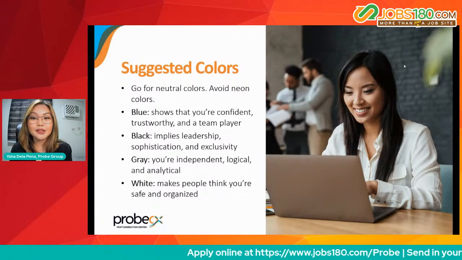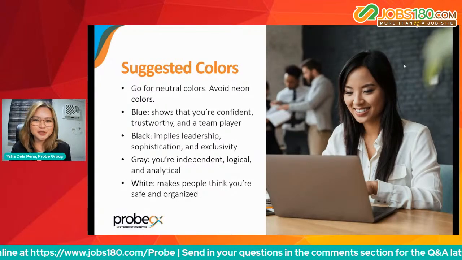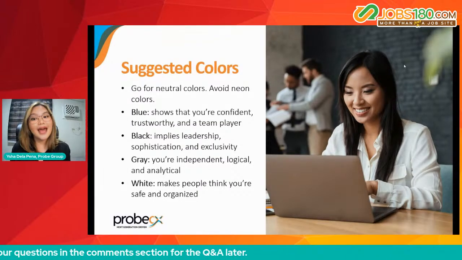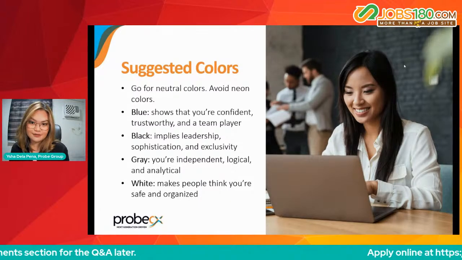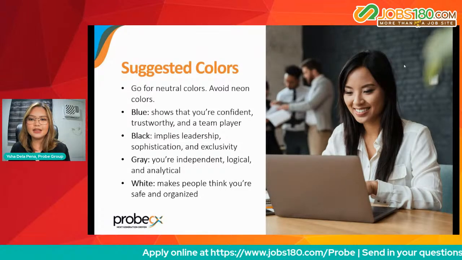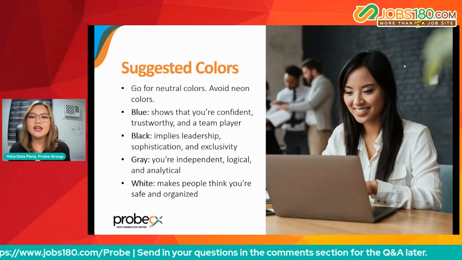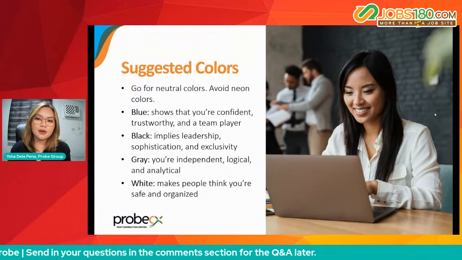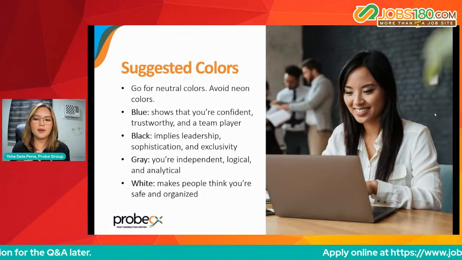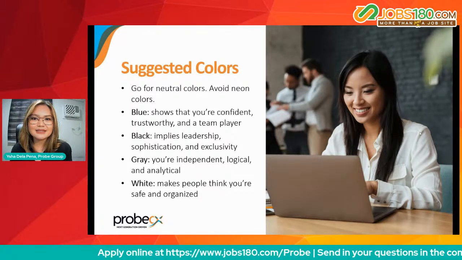And I also found these other colors that give off certain impressions. So let's start with blue. Blue normally shows that you're confident, trustworthy, and a team player. You'll notice that Sir Kim was wearing blue earlier. Black implies leadership, sophistication, and exclusivity. Gray signifies that you're independent, logical, and analytical. And white, like what Shari was wearing, makes people think that you're safe and organized. So these are a few tips. If you want to wear something other than these colors, that's perfectly fine. But I would suggest that you go with something that's not too saturated. Okay, next slide, please.